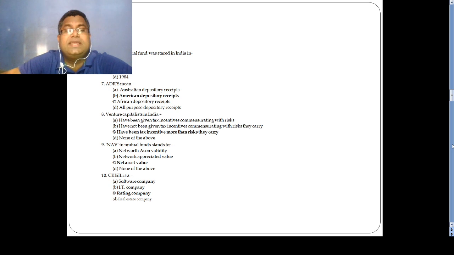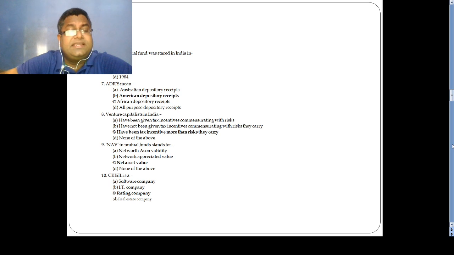It is called UTI, Unit Trust of India. Later on it is also called a development bank. ADR, I have already discussed. American Depository Receipts. What does it mean? We will discuss it in later stages.